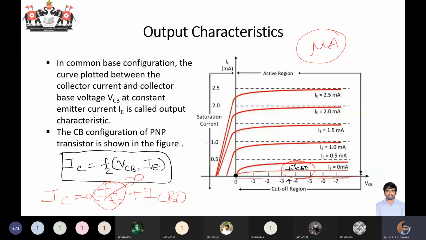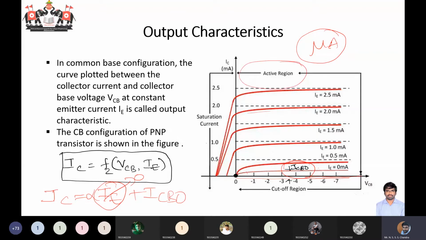Okay. So although you do not have any emitter current, you still have a small current because of the reverse saturation current between your base and collector region. Okay, and the region where you're getting this flat characteristic is known as active region.